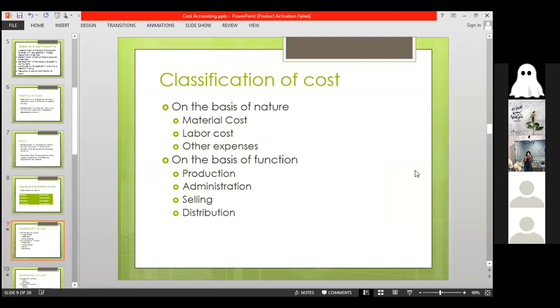Okay, then there are other classifications too. One is a classification on the basis of nature. That is material cost, labor cost, and other expenses. On the basis of nature, material costs are the cost of raw material or the tangible things that you consume. Now, what are tangible things? Something that you can hold, see, smell, touch with your senses. That is a tangible thing. So if something is consumed in your business, that is material cost.